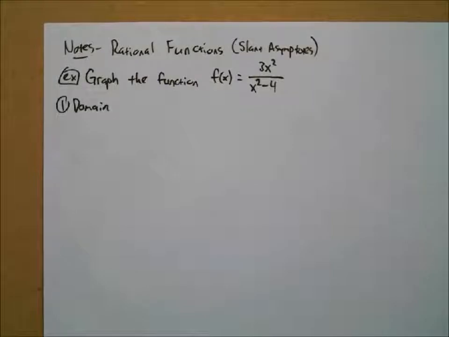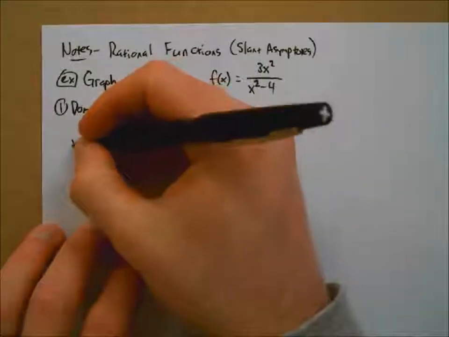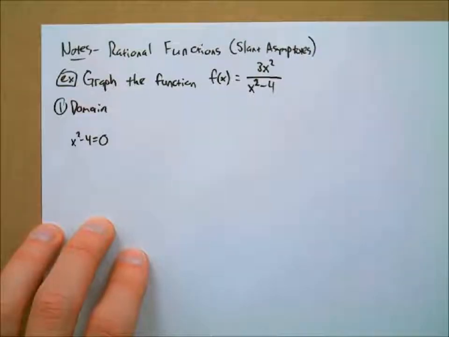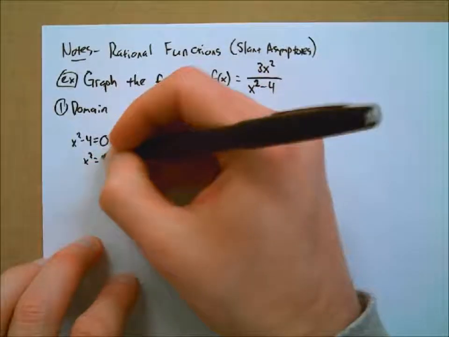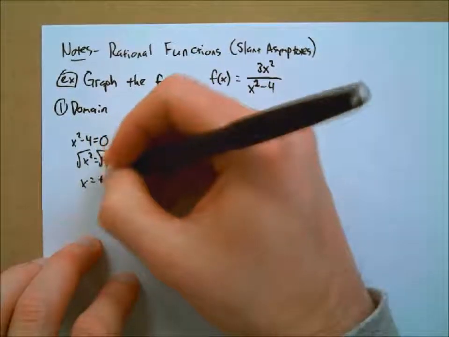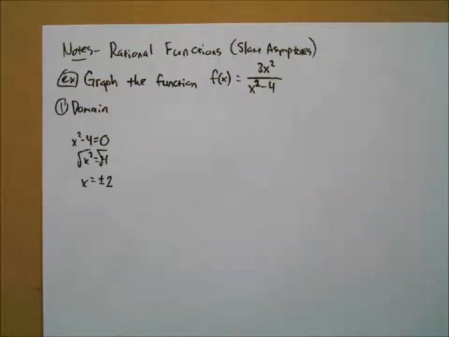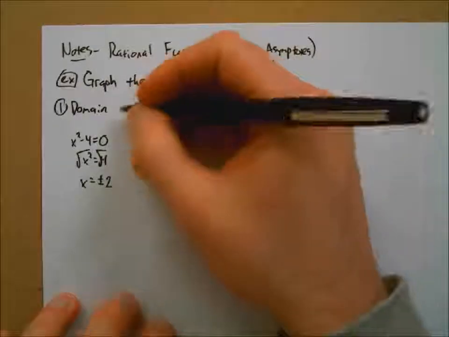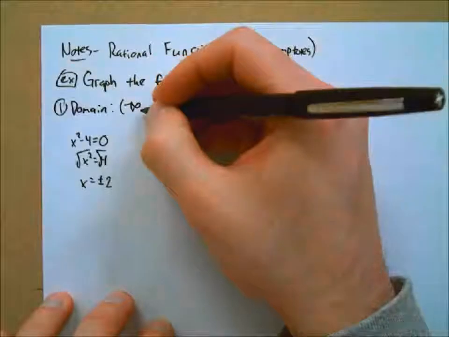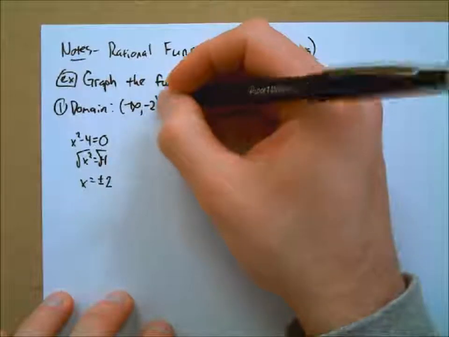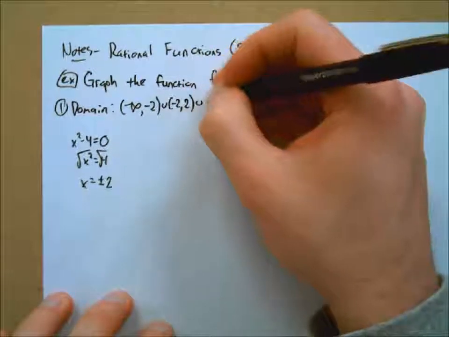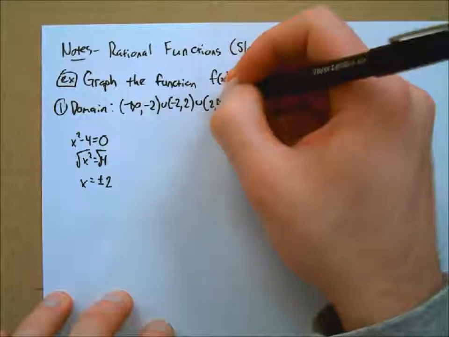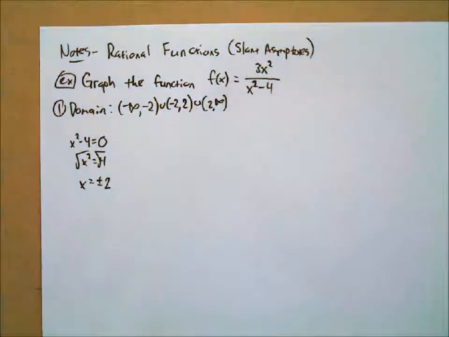Could we divide by 0 in this problem? Yes. So we're going to take that x squared minus 4, set it equal to 0 to figure out what x values are going to give us 0. You could factor here if you wanted to, making it x minus 2, x plus 2. I'm just going to add the 4 over and then square root both sides. And so we end up with x is plus or minus 2. That way works as well. All right, so our domain then is going to be negative infinity to negative 2, union negative 2 to 2, and then 2 to infinity. So there is our domain.